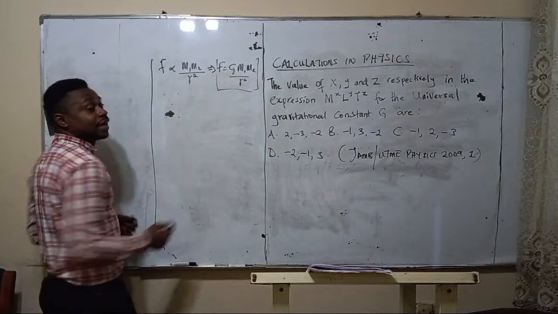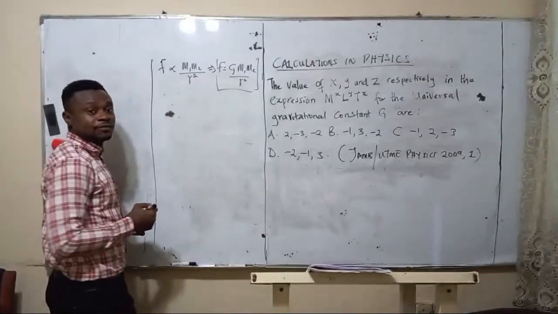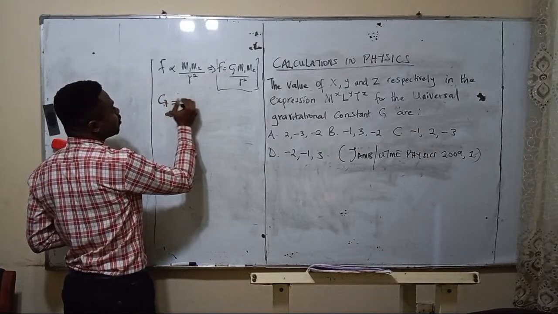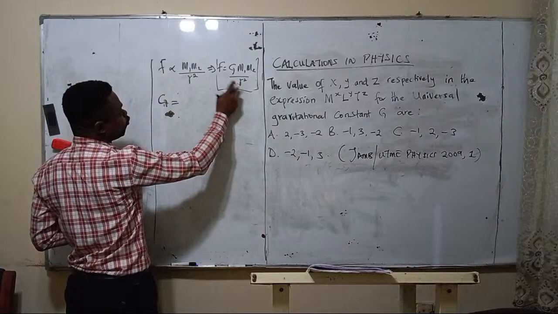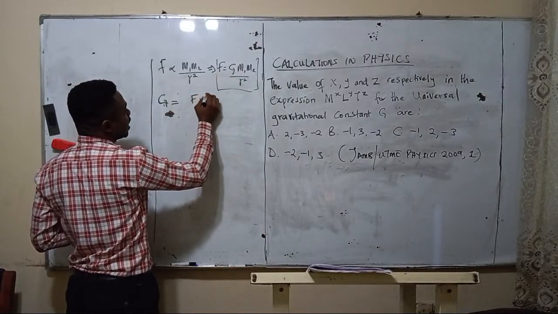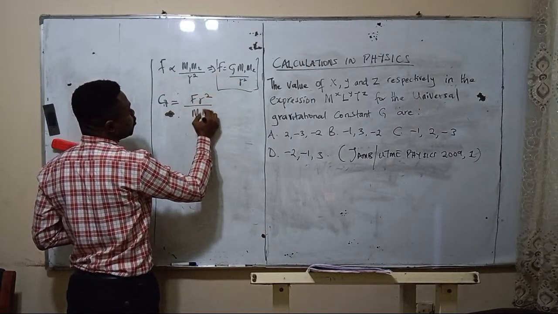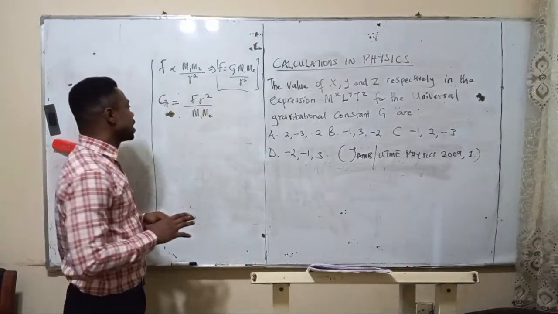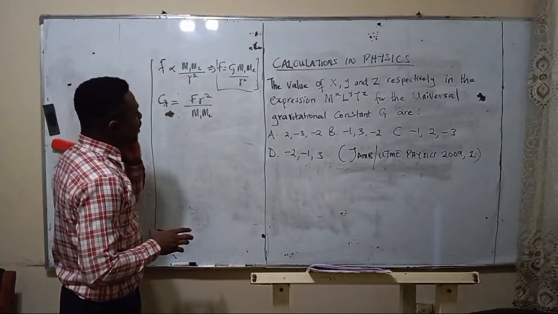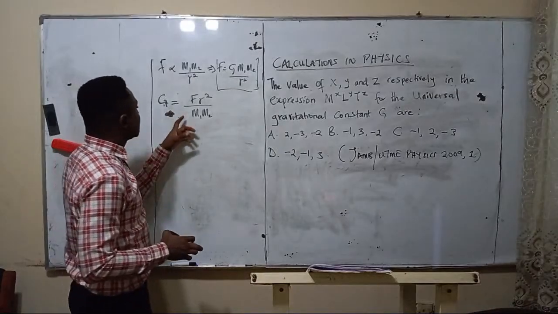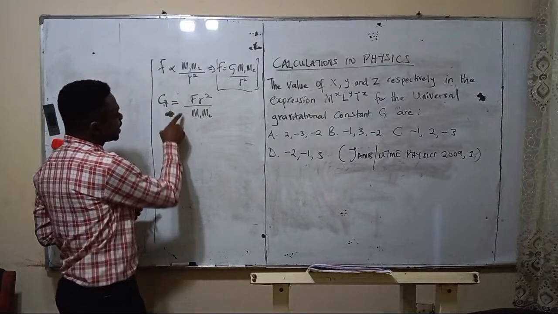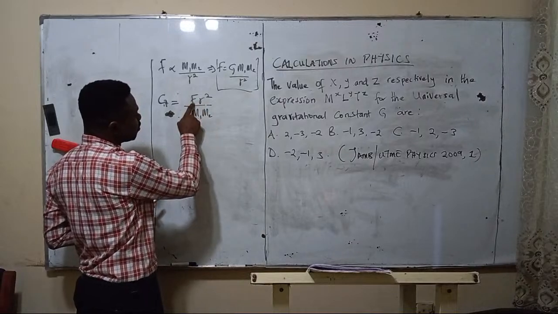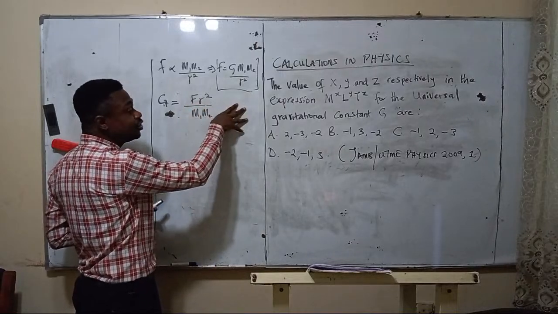From here we can find our G. Making G the subject of the formula, G is equal to F times r squared over m1 m2, cross multiplying. So we are good to go. All we need to do here is to find the unit of these quantities.